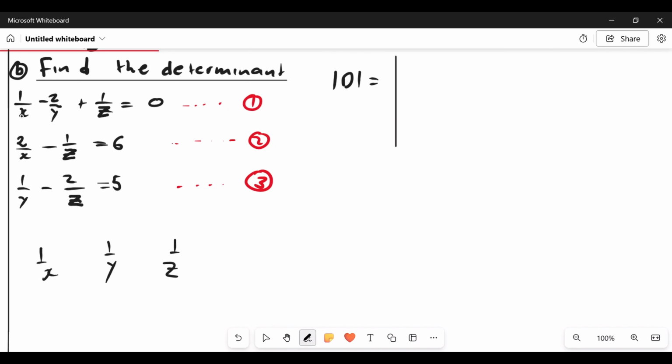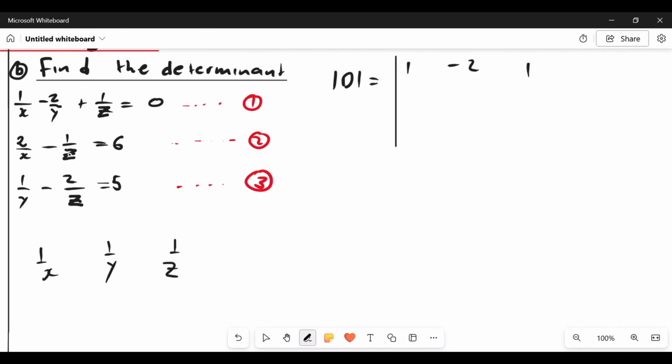On the first row, we have 1 over x, meaning our coefficient is going to be positive 1. So the second entry is going to be negative 2. As you can see, we have negative 2 over y. The third entry for this one is going to be positive 1. Remember, 1 over z there.